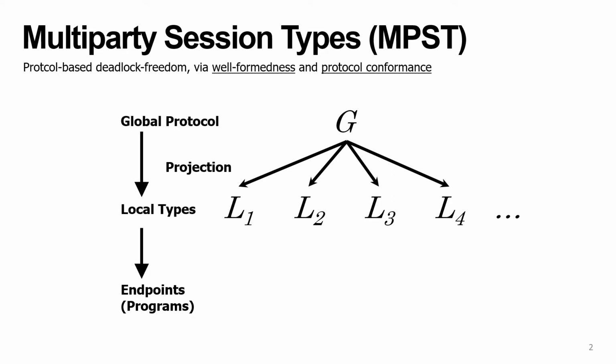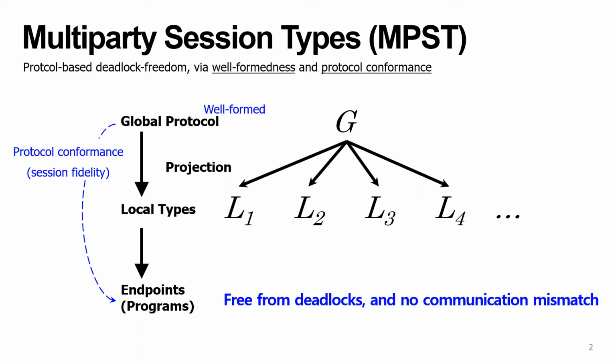This methodology ensures protocol conformance through static type checking. If the programs are well-typed, then the programs follow the protocol. Moreover, if the global protocol is well-formed, then the communicating programs are free from deadlocks and communication mismatches.